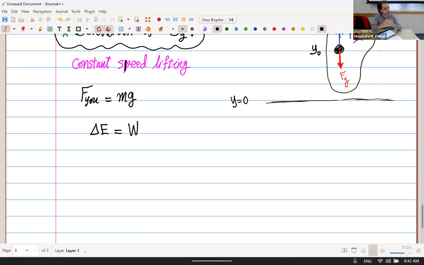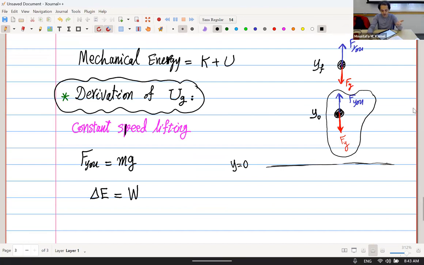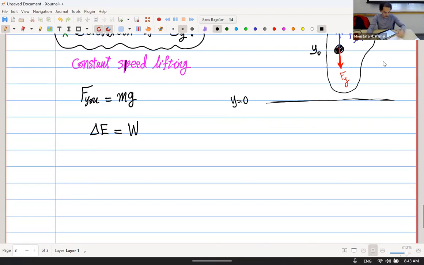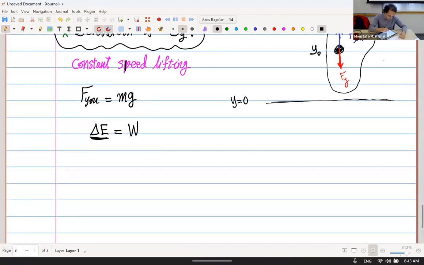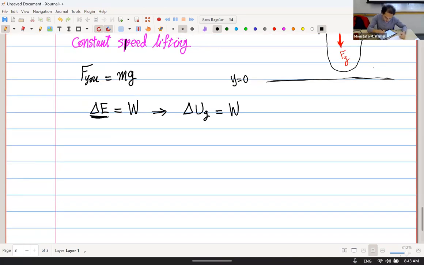Also, there is no friction. So there is no thermal energy. There are no springs involved here. So there is no spring potential energy. The only energy here is just gravitational. Okay. So this delta E, we can just write it as delta U G. And this work done is work done by you on the ball.